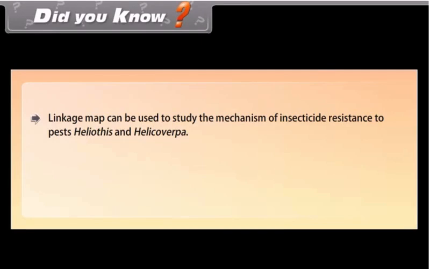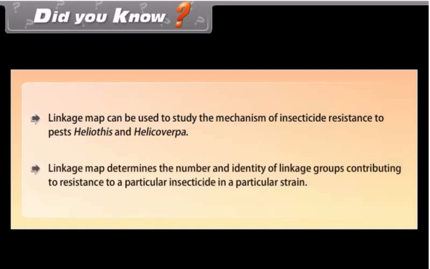Did you know? Linkage map can be used to study the mechanism of insecticide resistance to pests Heliothis and Helicoverpa. Linkage map determines the number and identity of linkage groups contributing to resistance to a particular insecticide in a particular strain.